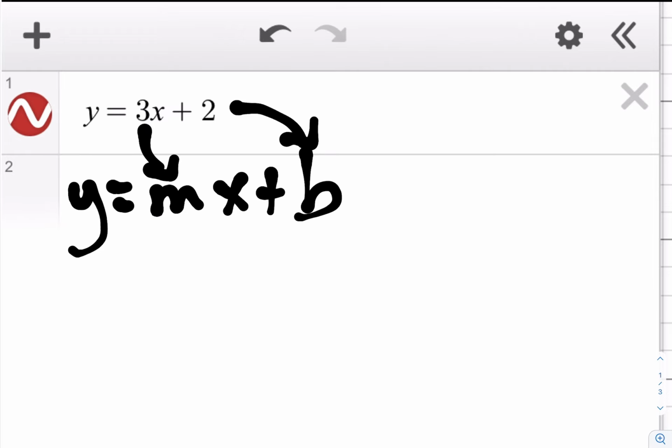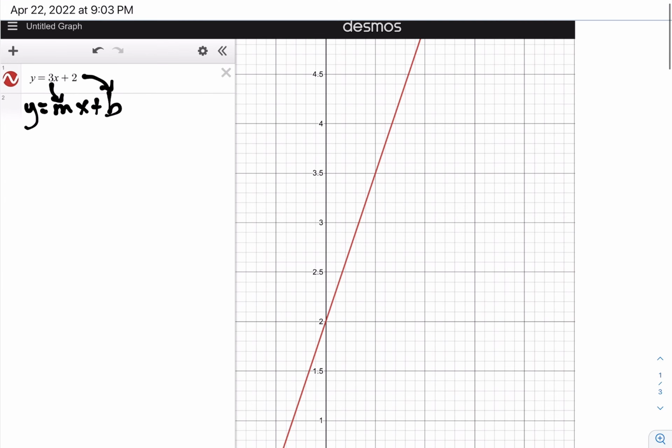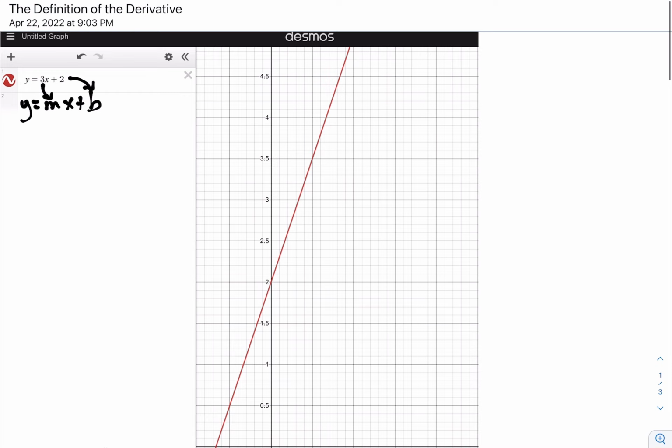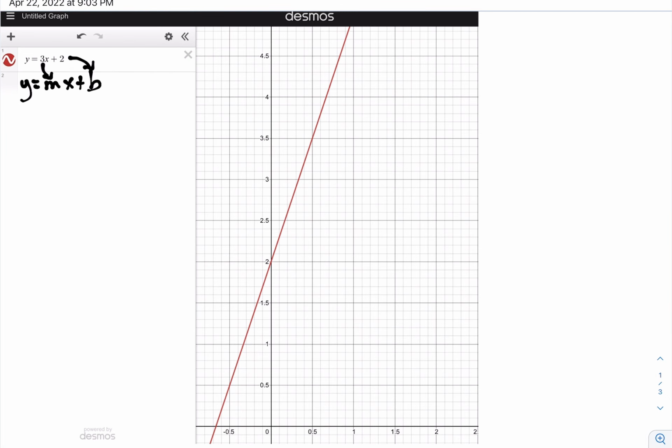And what that means is m is the slope, b is the y-intercept. The slope of this line is just going to be 3 because that's in front of the x. And the y-intercept is going to be 2, right? And it is, right here. Y-intercept is 2, and the slope is in fact 3.